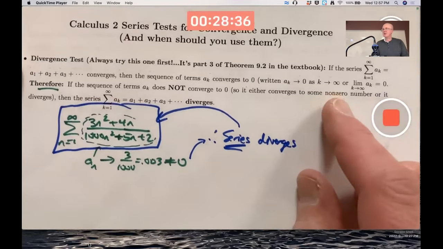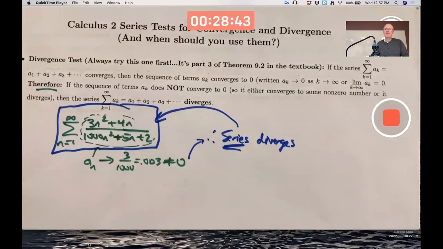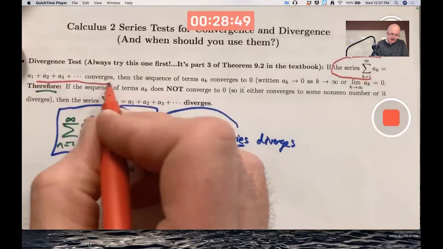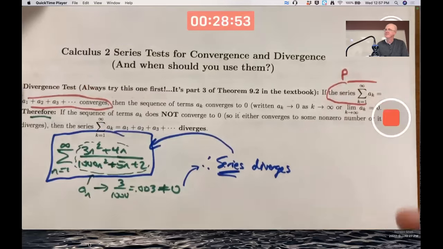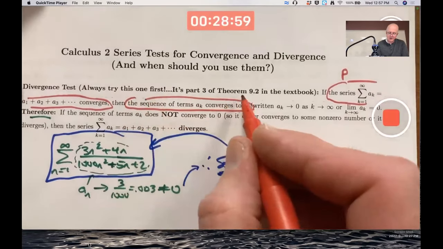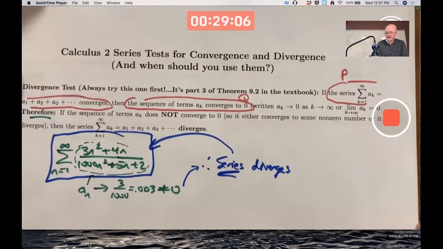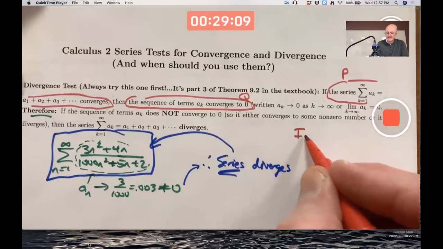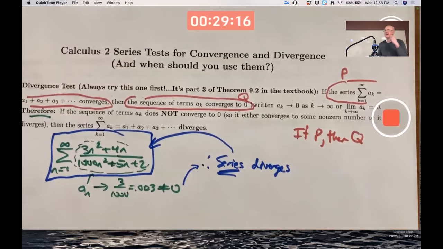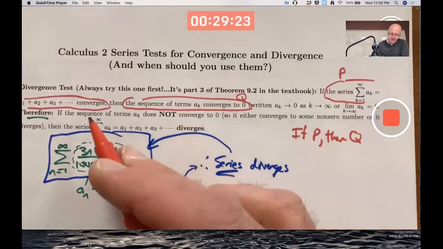The test can be written in either form, which is, again, a little exercise in logic, which I want to remind you of again. This clause here, this phrase, the series converges, you could give a shorthand, call it P. This clause, the sequence of terms converges to zero, you could call it Q. If you use that shorthand, and that is all it is, just shorthand, you could write the theorem as if P, then Q. And we are saying it is a true theorem, a true implication, meaning if you know the series converges, the terms are going to have to go to zero.